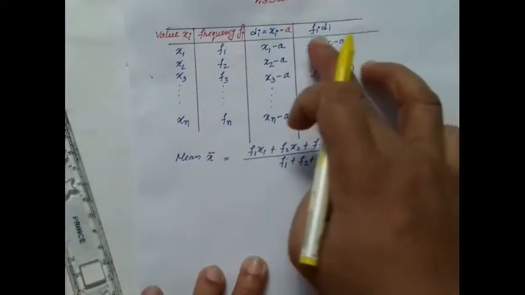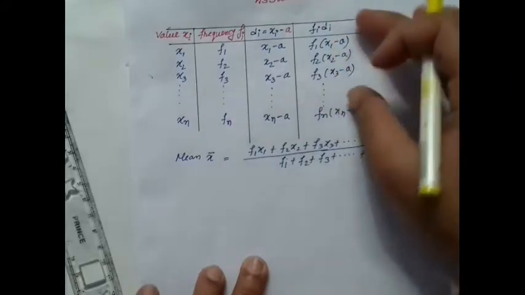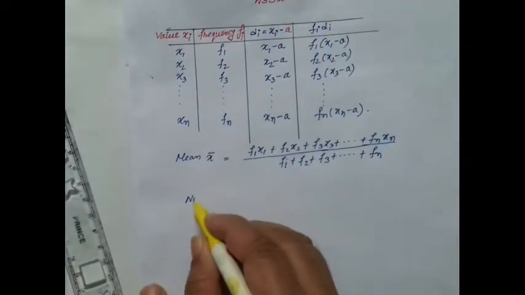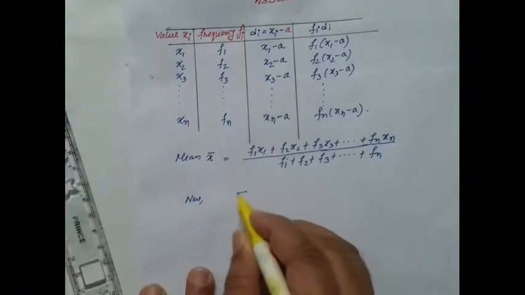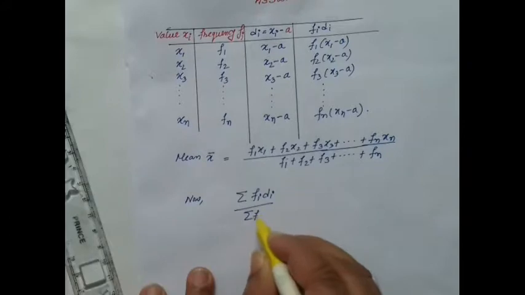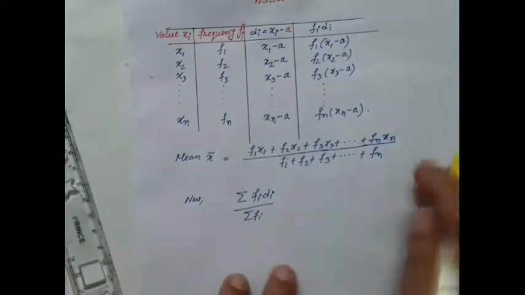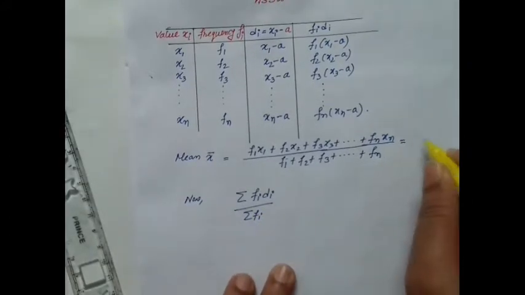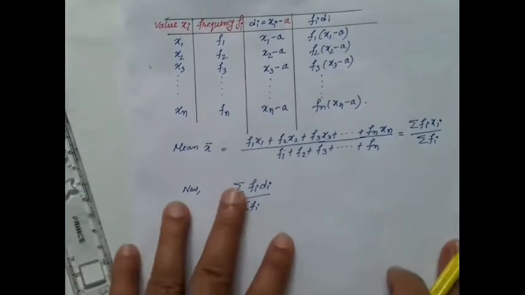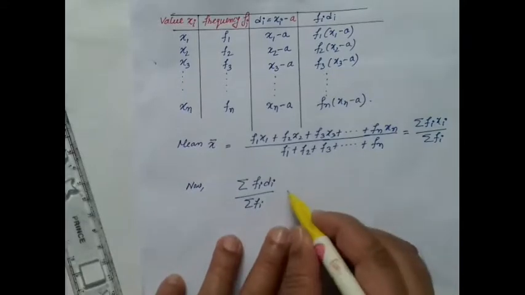Okay, and what we have got now is summation fi di. Now we have to do one thing: summation fi di by summation fi. Here we can note that the direct mean can be written as summation fi xi by summation fi. And now we have this, summation fi di by summation fi.